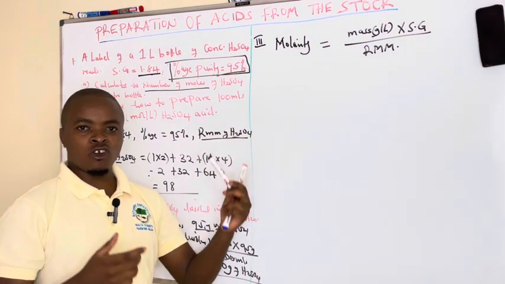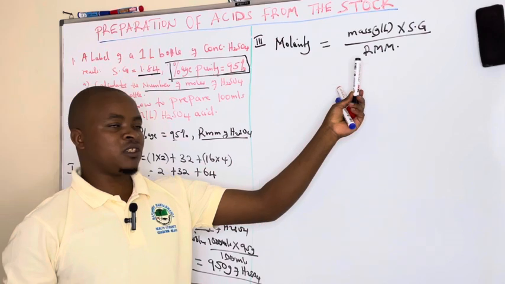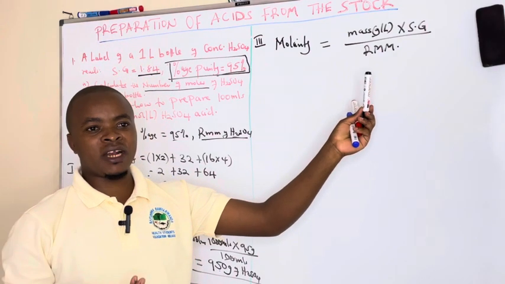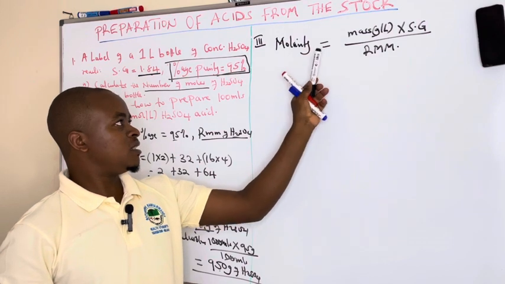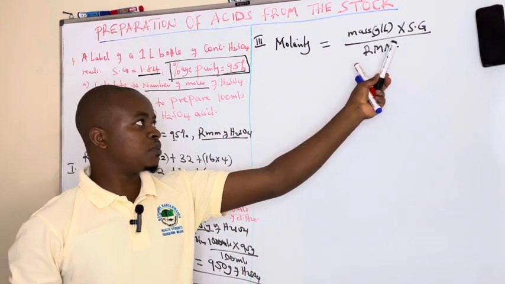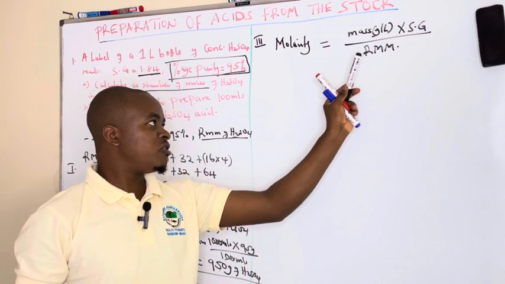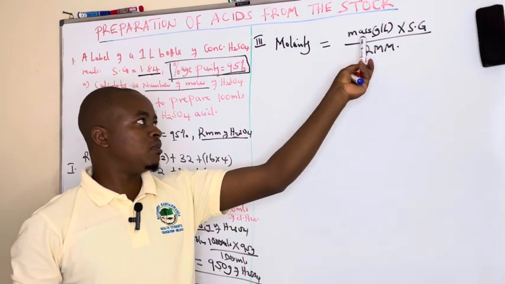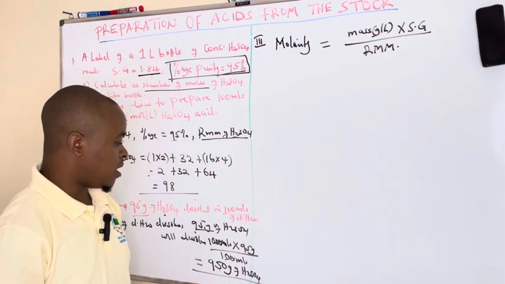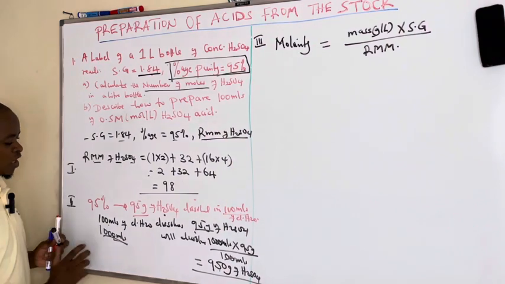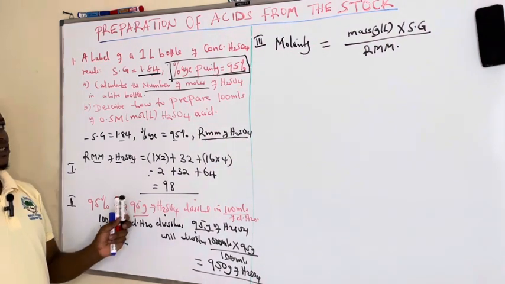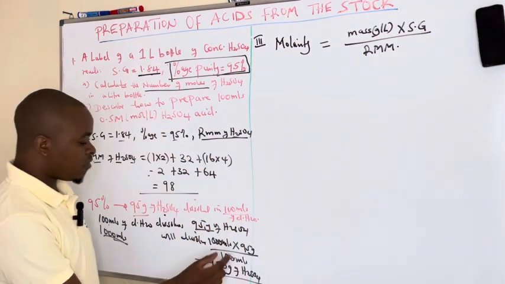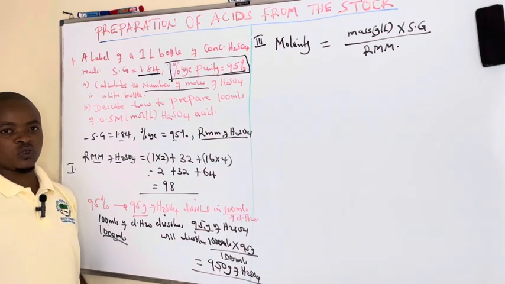If they want normality also, you can use the equivalent weight of the substance. So molarity is equal to mass times specific gravity, then you divide by relative molecular mass. And this mass should be in grams per liter. That's why in step 2, we calculated the number of grams in 1,000 so that we get it in grams dissolved in a liter of the solution.